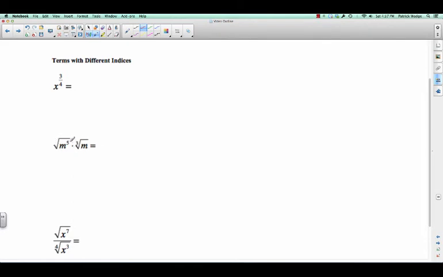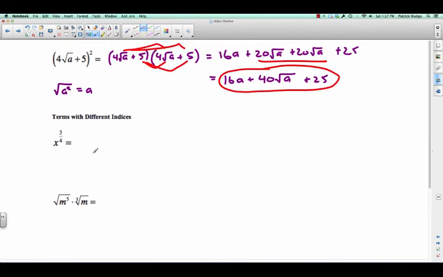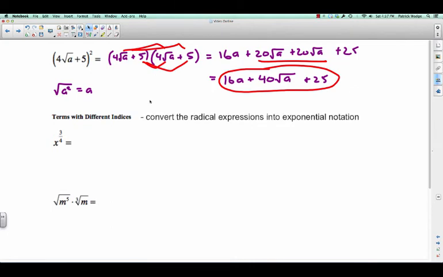All right, these next ones, if you look down here, involve radicals that have different indices. This has an index of 3, this has an index of 2, so we can't use the method that we just talked about. We need a different method. So the method we're going to use is this. We're going to convert the radical expressions into exponential notation. So this is radical notation down here. This is exponential notation up here. Okay, so we did this last year.